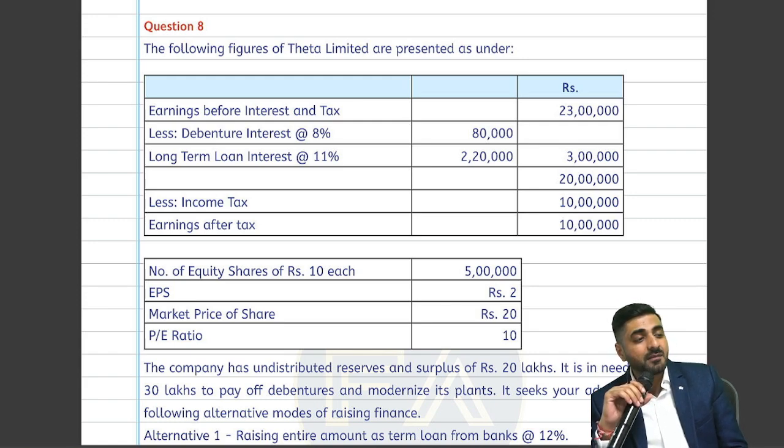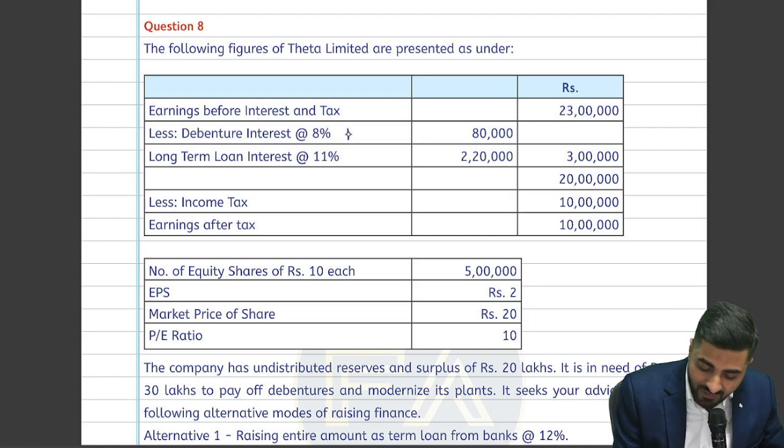What is the debenture interest which is given to you? 80,000. What is the rate? 8%. Can you please give me the amount of debentures? Obviously it is 10 lakhs, no? Because what is 80,000? Interest. What is the rate of interest? 8%. So what is the amount of the debt, everyone? 10 lakhs.